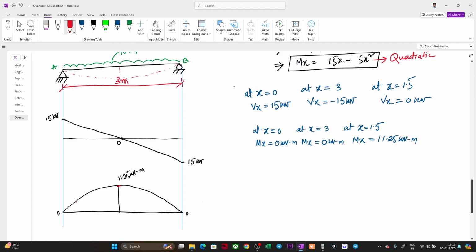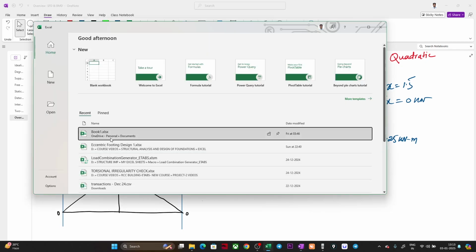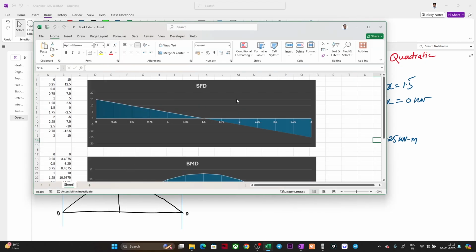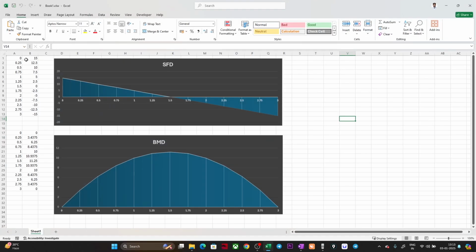So you can see here, just before finishing, I have prepared one Excel with the same problem. Let me show you the same problem. So what I have done, I have taken this formula. You can see 15 minus 10x, and for the bending moment 15x minus 5x square. I have divided this beam from 0 to 3, at an interval of every 0.25 meters, from 0, 0.25, 0.5, like this, and I tried to replace the value of x with these values.